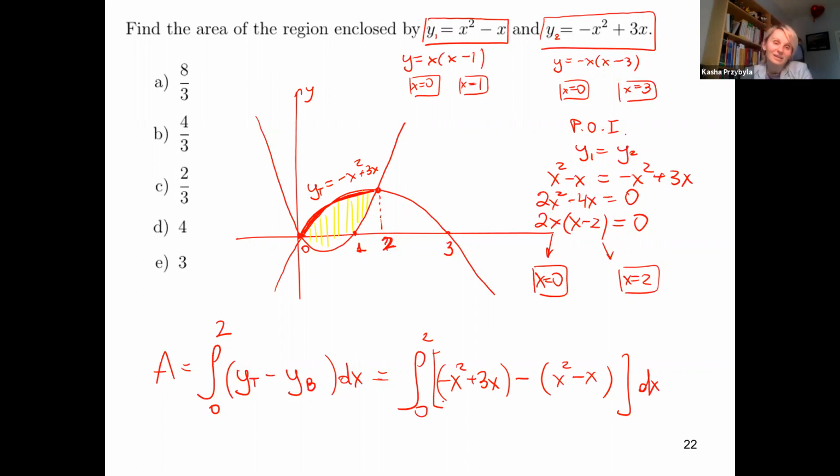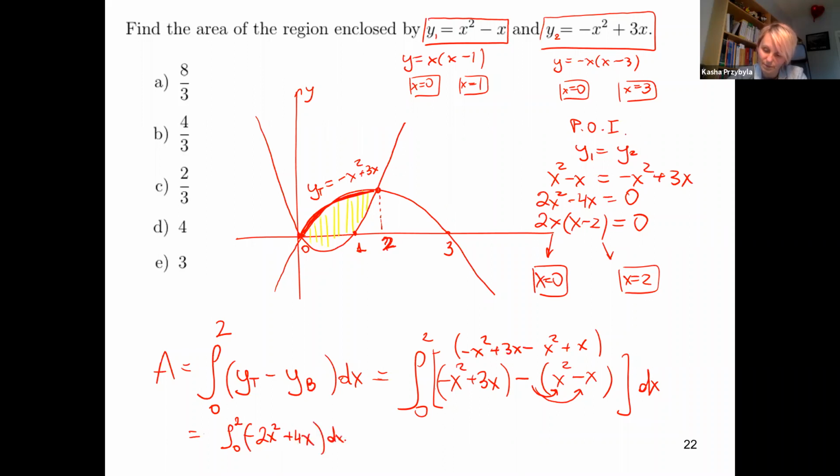I did say that we will set up the integral, but since the limits are such small numbers, from 0 to 2, let's integrate. We have the limits from 0 to 2 of negative x squared plus 3x minus x squared plus x. Please remember to distribute the negative. That means we have negative 2x squared plus 4x.